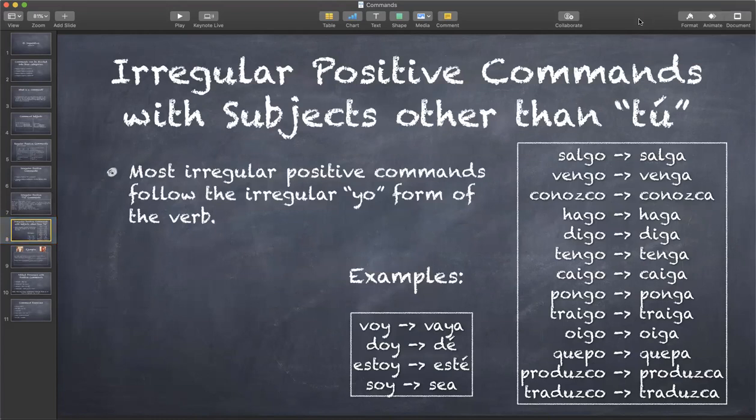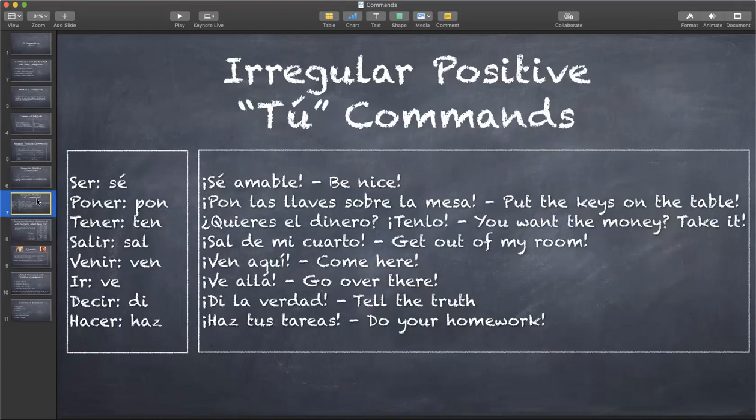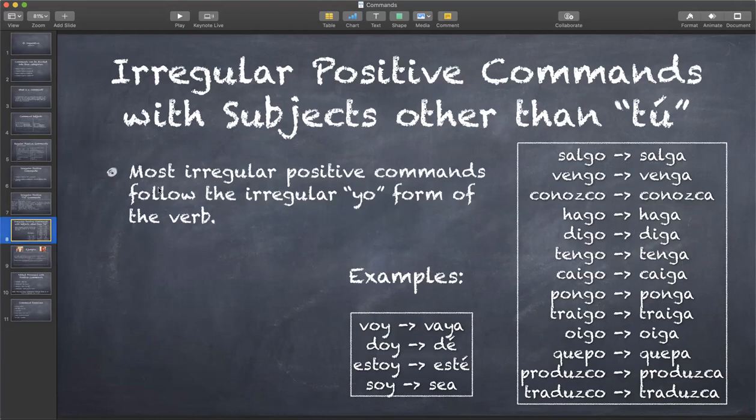All right, so over here we have irregular positive commands with subjects other than tú. So these ones are all with tú. Other ones, most irregular positive commands follow the irregular yo form of the verb. And so there are a lot of irregular yo verbs that we've learned. These are the most common ones. So salir in the yo form is salgo. Venir is vengo, etc. Right? And so you'll notice that it just gets an A at the end. So salgo turns into salga.